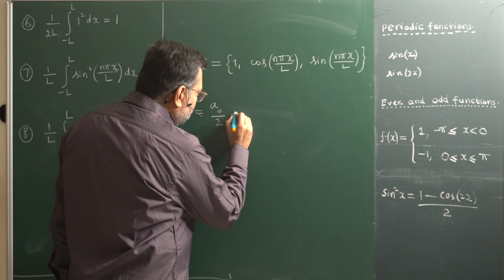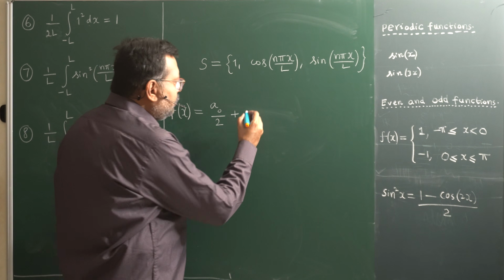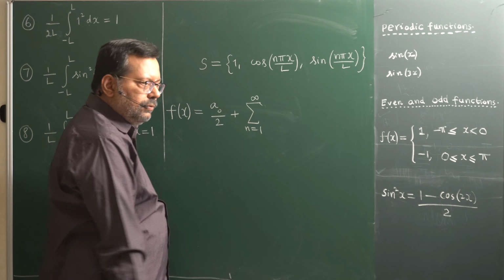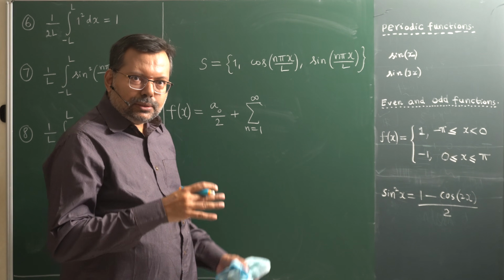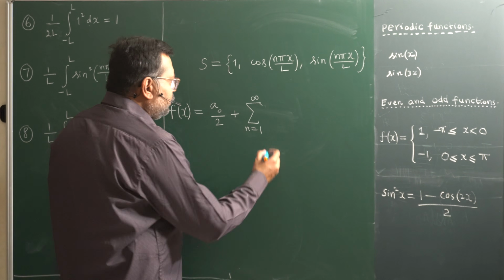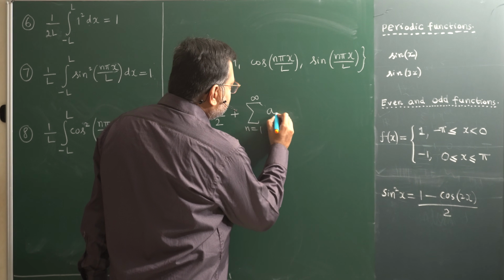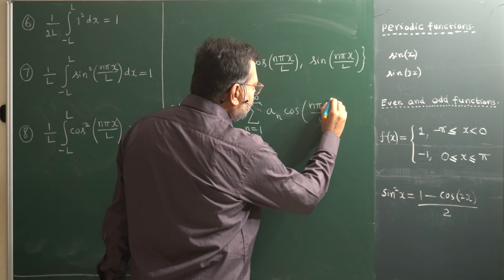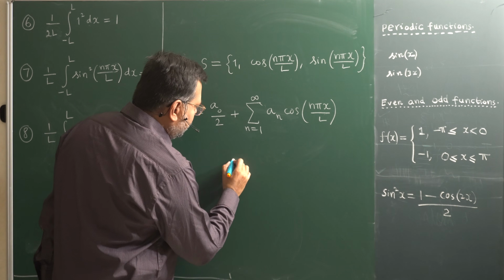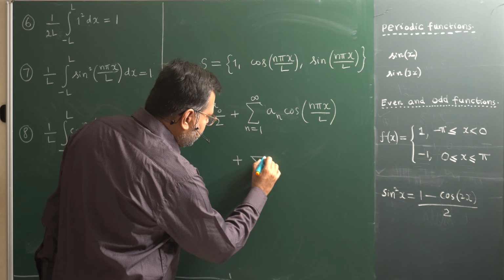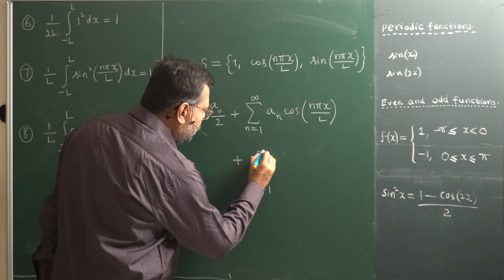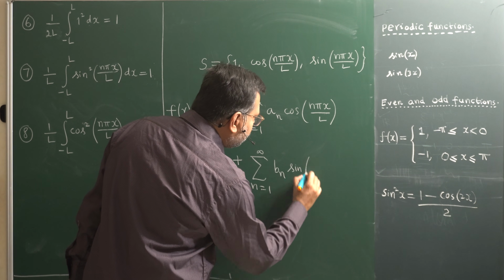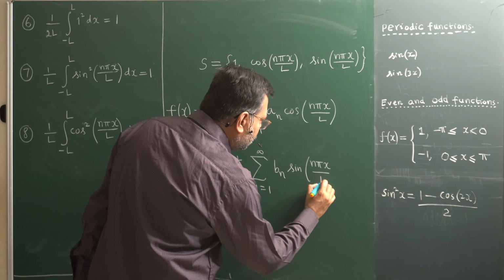Then plus several sinusoidals. Several means how many? Infinitely many. Therefore I will write n equal to 1 to infinity. Sinusoidal means cosine also, sine also. So I will write that this can be some constant into cos of n pi x by L, for all those combinations. Then plus, and what about sine? Similarly you write n equal to 1 to infinity, a different constant, this is bn, and then sine of n pi x by L.